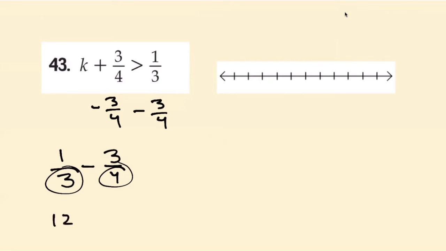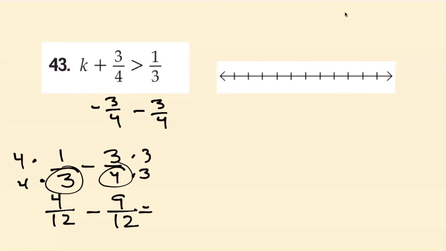So I have something over 12 minus something over 12. Now we're going to figure out what those somethings are. Well, 1/3, if you convert it into 12ths, you do that by multiplying the numerator and the denominator by 4. And so that gives you 4/12. And then for 3/4, converting that into 12ths, you multiply both by 3. And so that gives you 9/12. So you have 4/12 minus 9/12, which is 4 minus 9, or -5. That goes on top, and then you have your 12ths on the bottom. And so your answer is going to be k is greater than -5/12.